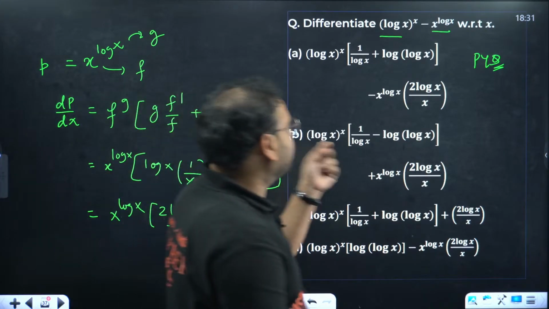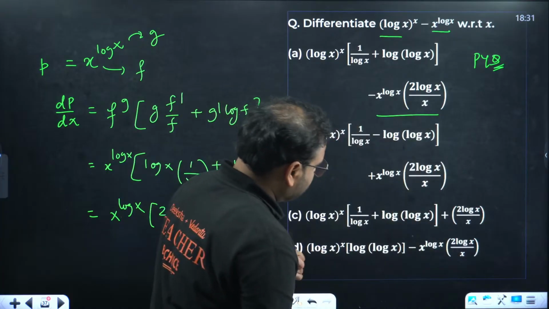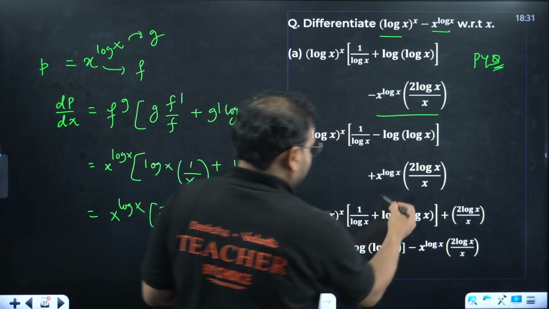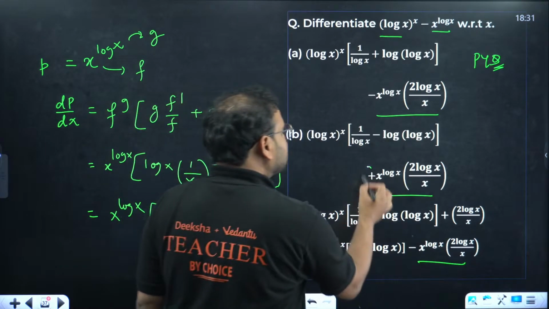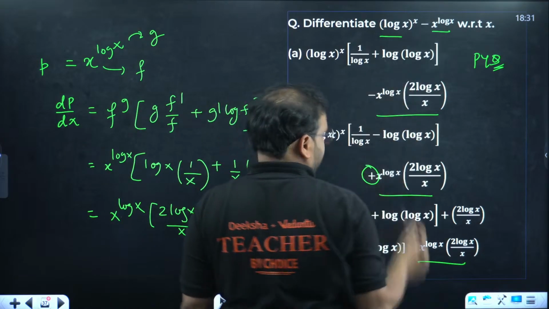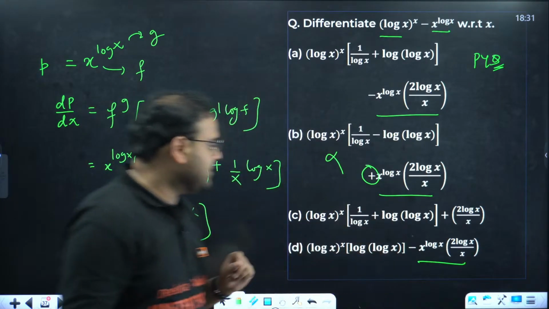Look, which option is there? So either this option, sir, or this option, sir. This is not there because we have a plus sign over here. In the question they've given us a minus sign. This is wrong. So either option A or option D.